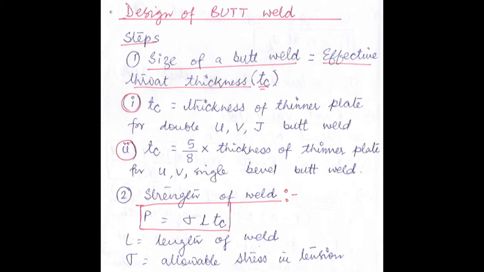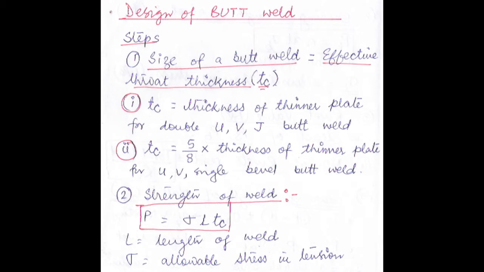Now how will we find the effective throat thickness? TC is equal to the thickness of the thinner plate for a double U, V, J butt weld. That means if two plates have to be joined, let us say 12 millimeter and 14 millimeter, what is the thinner plate? The thinner plate thickness is 12 millimeter.